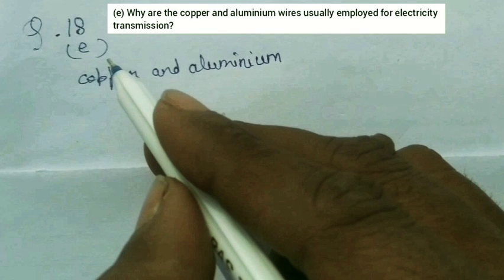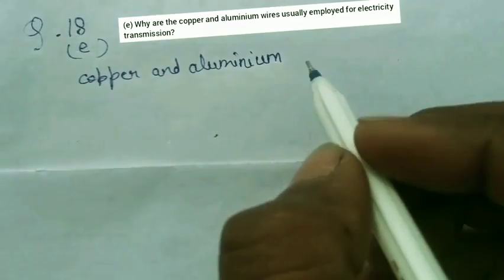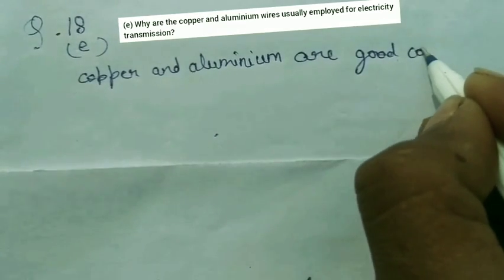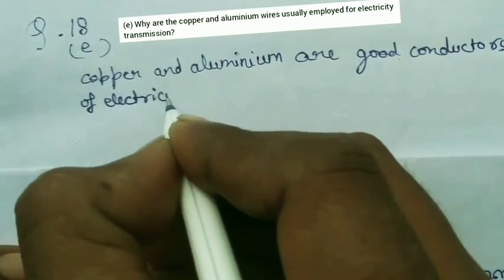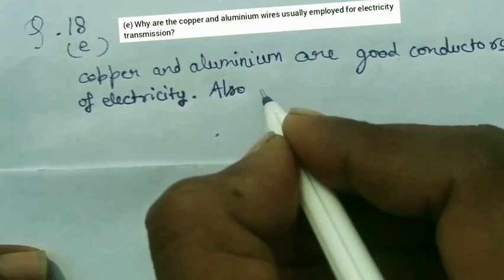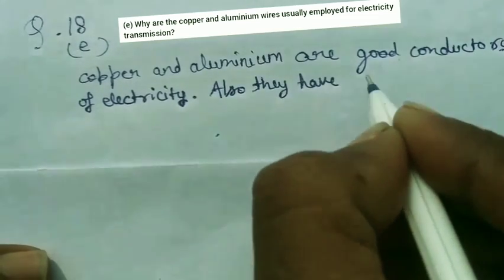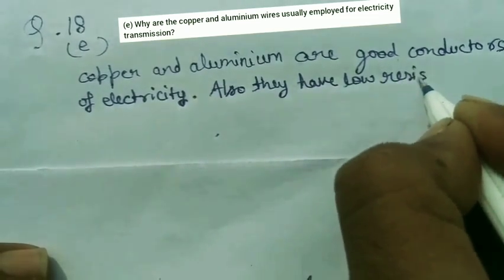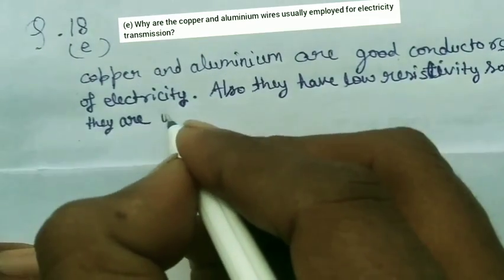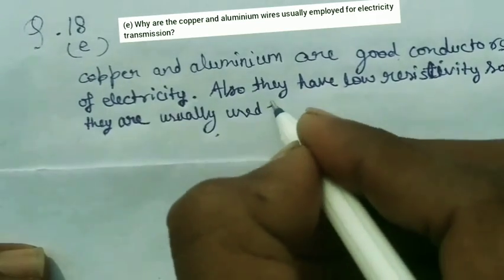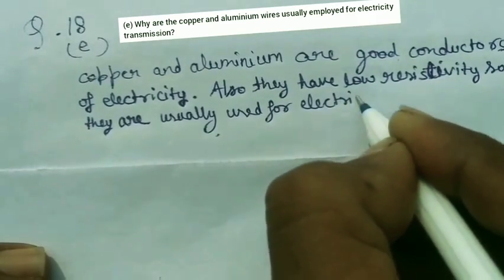Question number 18E. Why are copper and aluminum wires usually employed for electricity transmission? Copper and aluminum are good conductors of electricity. Also, they have low resistivity, so they are usually used for electric transmission.